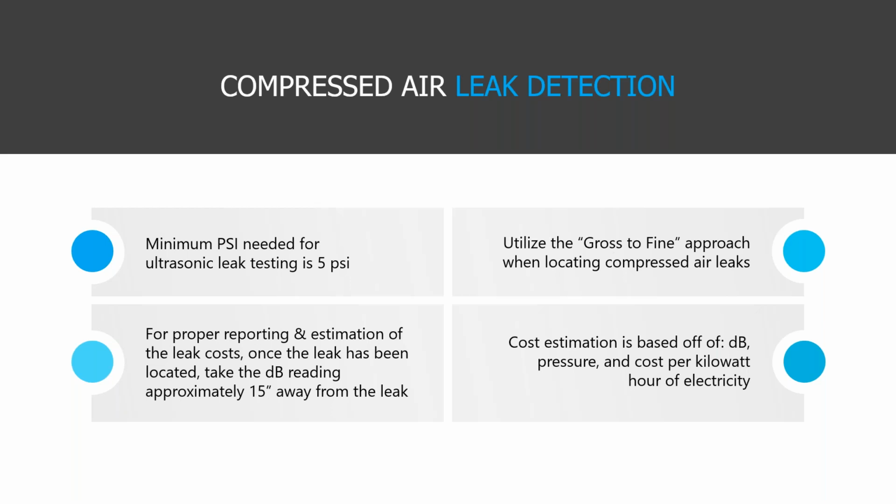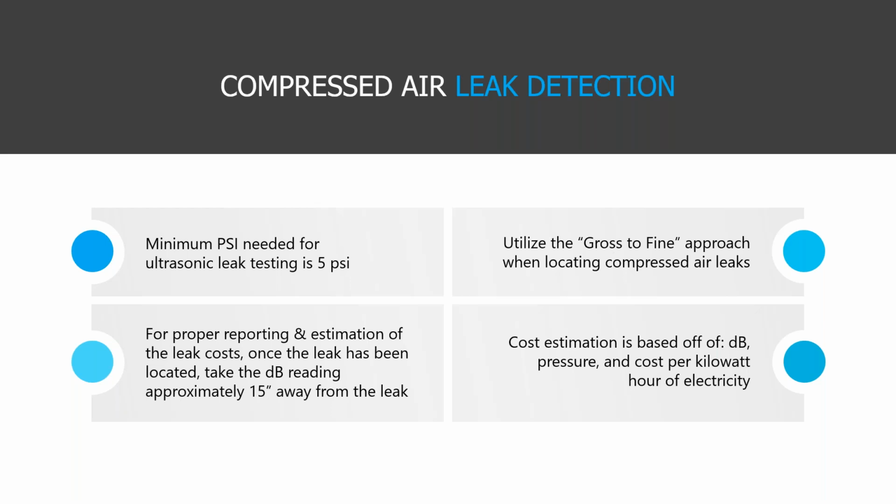Now, in the next slide we'll talk about how we quantify the compressed air leak. The research for this was done probably 20 years ago, and it has become an industry standard way to quantify how much a leak is costing. One of the factors built into that formula is the distance away where we take the decibel level reading. Once we've located exactly where the leak is coming from, we want to back away approximately 15 inches from the end of the rubber focusing probe, and take the decibel level reading from that distance.